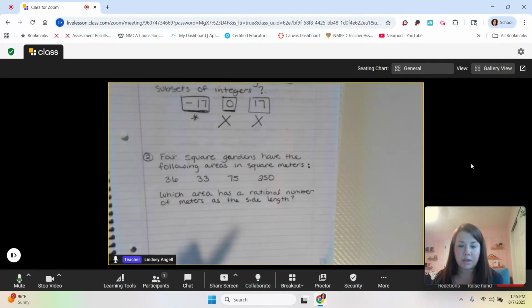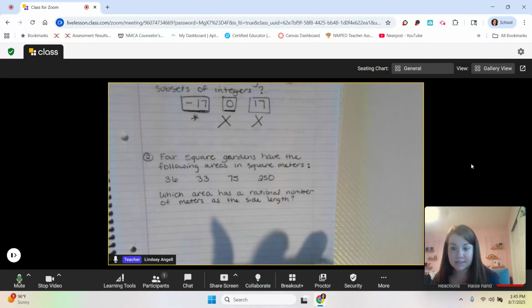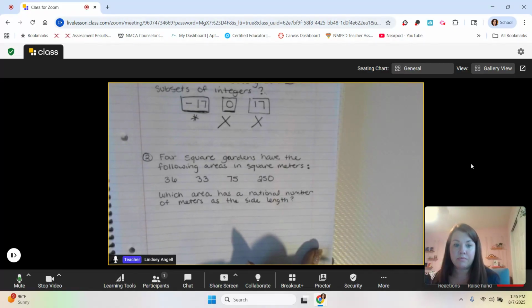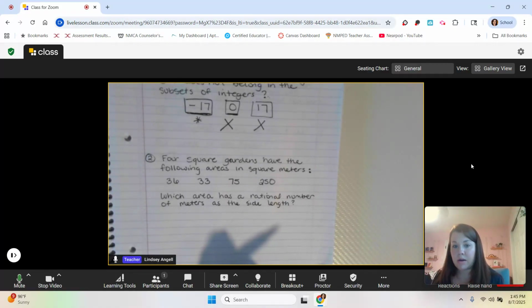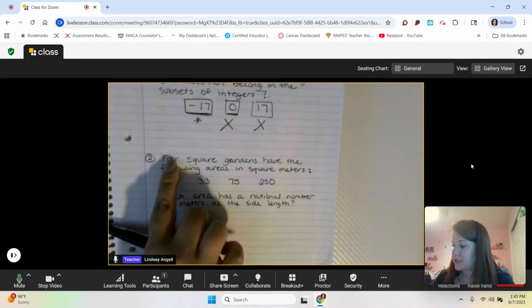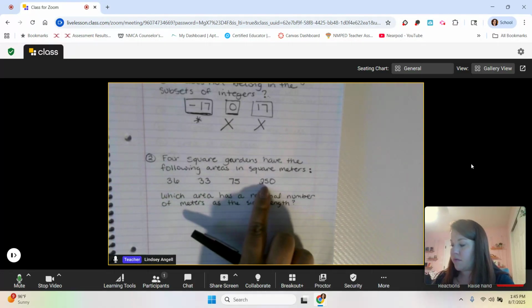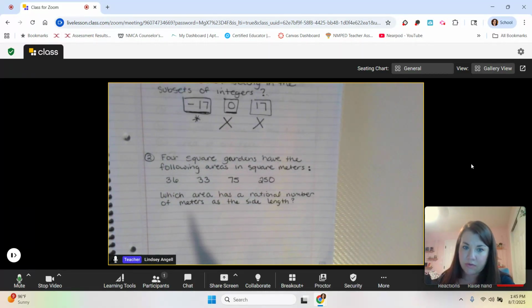Number 2. And this is another one based off of your practice on page 17 of your lesson. 4 square gardens have the following areas in square meters. Which area has a rational number of meters as the side length? So this is another one that I was like, oh, it's kind of confusing. It's the wording on it. So there's a few things we need to know. One, it says there are 4 of them. 1, 2, 3, 4. Cool. Got that taken care of.